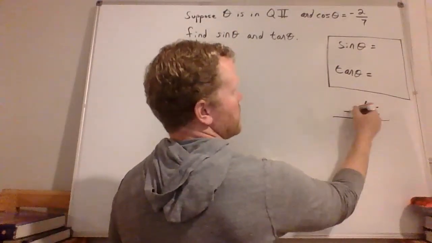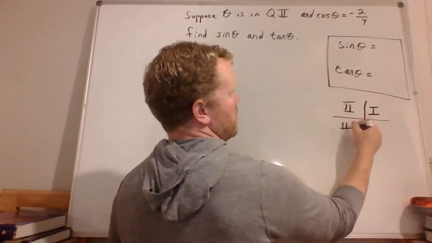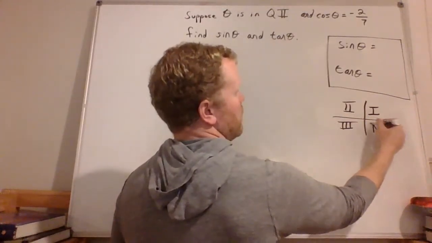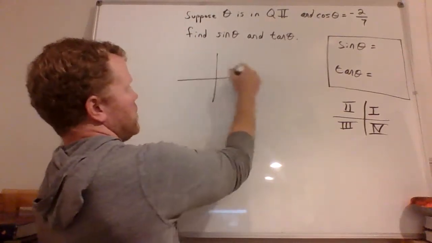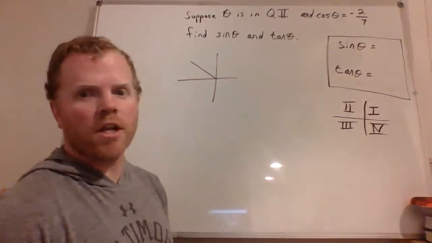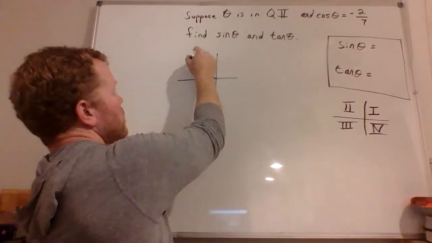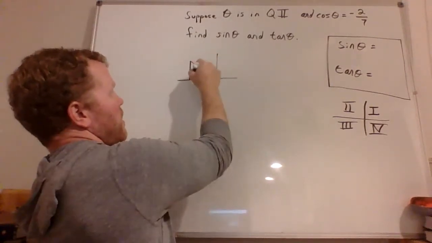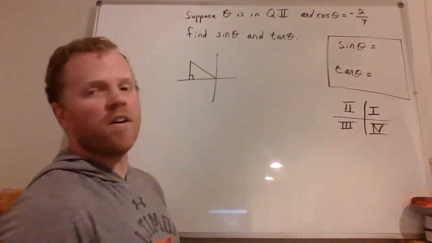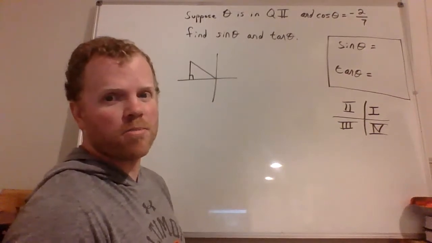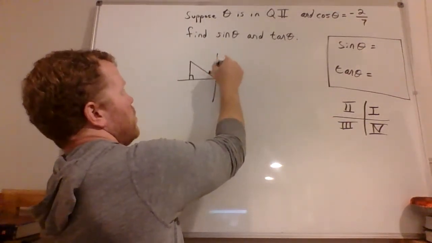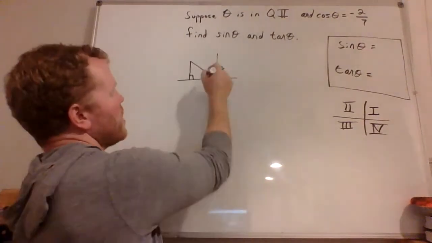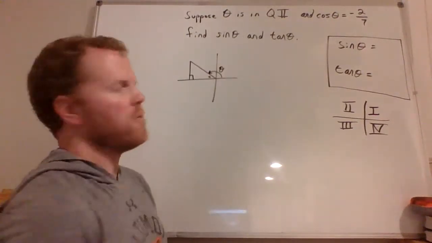Quadrants go like this. So the second quadrant is over here. So we want to just draw it. So here's my angle. I'm going to make a triangle out of this, and the cosine of the angle in the triangle is supposed to be -2/7. So technically, I guess that's theta, but we're really just focused on this angle.